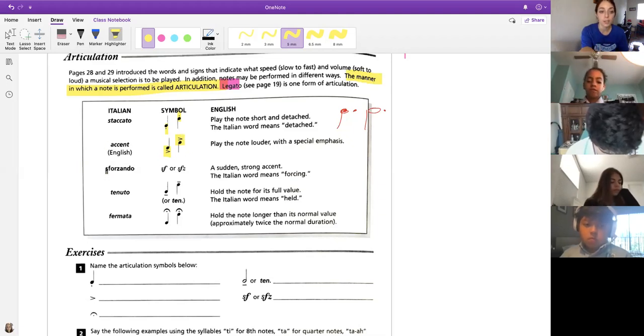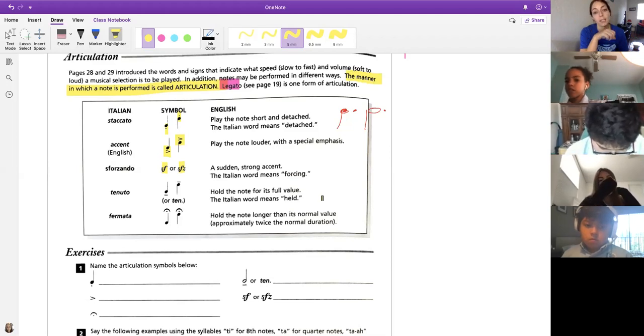Next one, sforzando. You would see it usually written SFZ. And this is a type of accent, but it's a sudden, strong accent. Literally, the Italian means forcing. So it's not just a normal kind of emphasis. This is like out of nowhere, kind of a big bang almost.